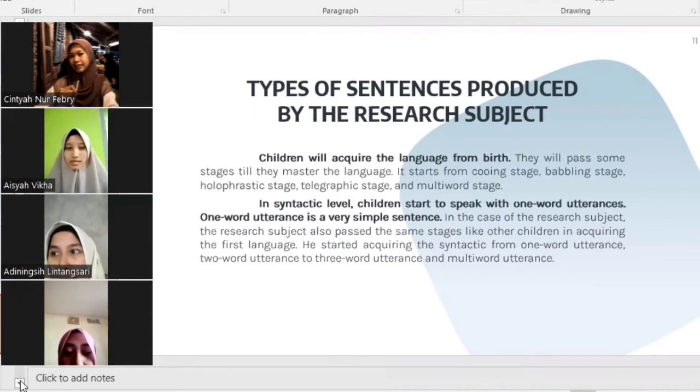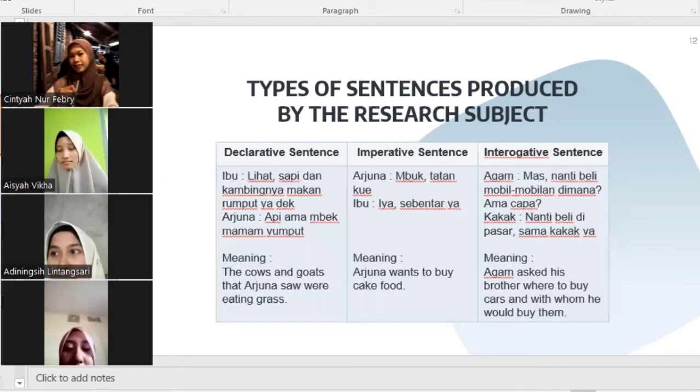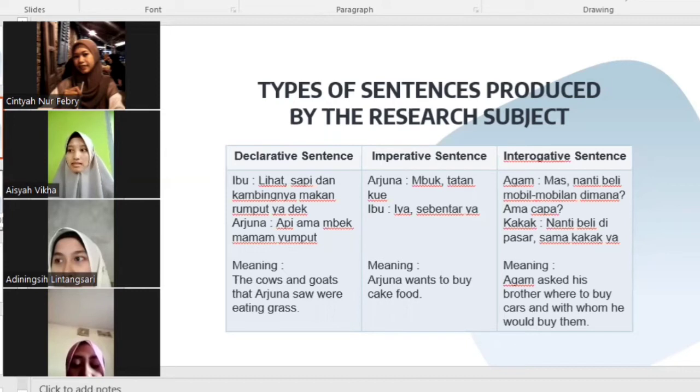Types of sentences produced. Children acquire the language from birth. They will pass some stages till they master the language. It starts from the cooing stage, babbling stage, holophrastic stage, telegraphic stage, and multi-word stage. At the syntactic level, children start to speak with one-word utterances. A one-word utterance is a very simple sentence. The research subject also passed the same stages as other children in acquiring the first language. He started acquiring the syntax from one-word utterances to two-word utterances to three-word utterances and then multi-word utterances. Next example, we can see in the following table, there are declarative, imperative, and interrogative sentences. Next.